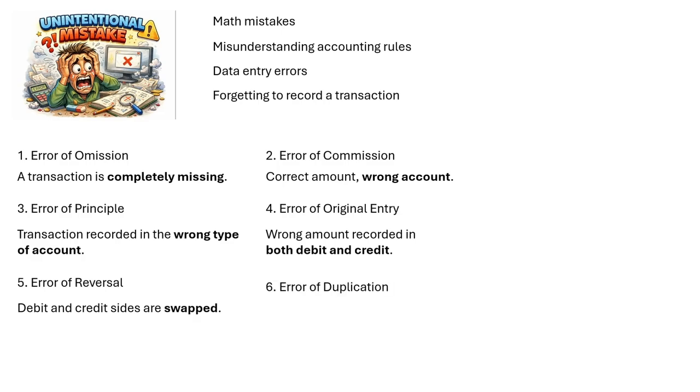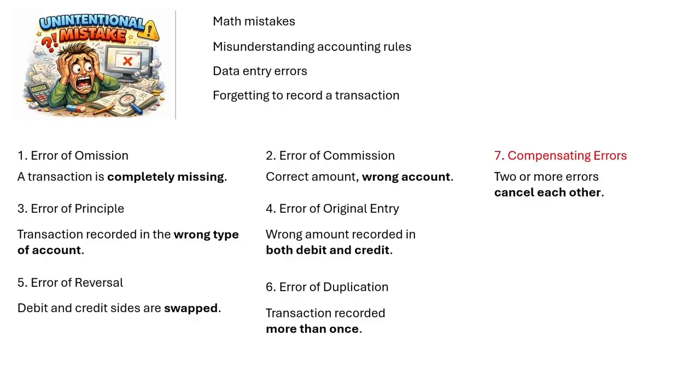Sixth one, error of duplication. A transaction recorded more than once. Example, recording the same invoice twice. Effect, the trial balance balances, but balances are overstated. Seventh and most important one, compensating errors. Two or more errors cancel each other out. Example, one accountant understates by 100, another overstates by 100. Effect, the trial balance still balances, so it's hard to detect.